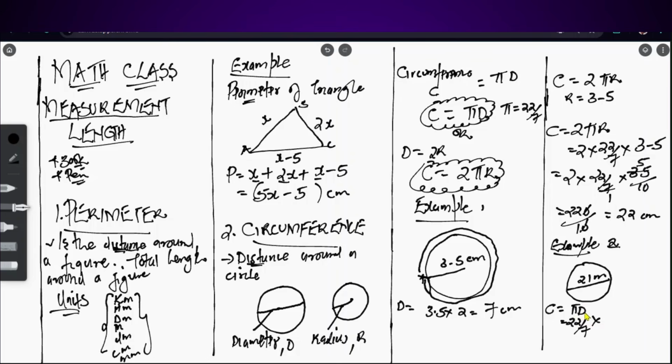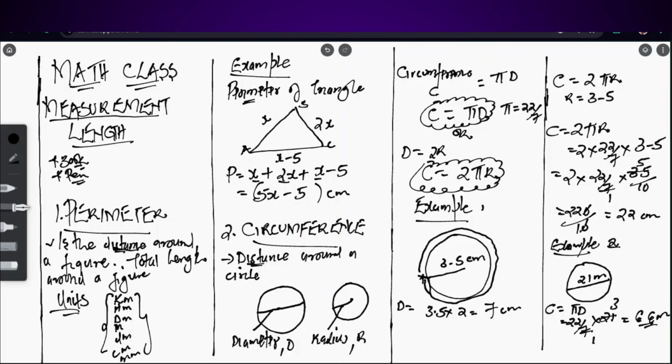Then I multiply by, what is diameter from this circle? The same as 21. Then I simplify here by 7: 1 by 7, 3. 7 goes into 21 3 times. Therefore, you multiply 22 by 3, and the answer here is 66 meters. So you have your answer like that. So that is how you get the perimeter, or the distance around a circle, which we've given a name as the circumference of a circle.